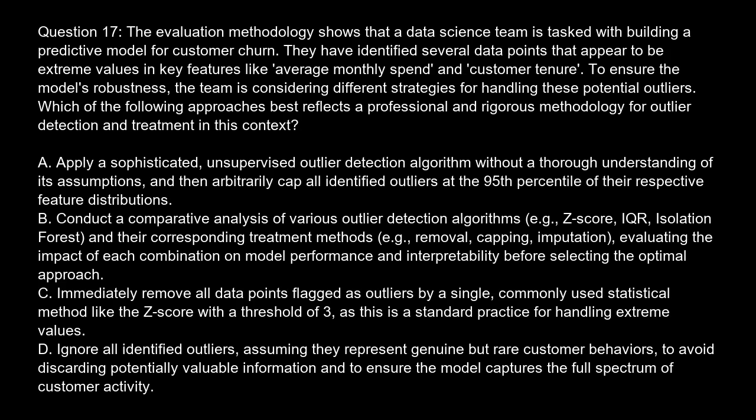approach. Option C. Immediately remove all data points flagged as outliers by a single, commonly used statistical method like the Z-score with a threshold of 3, as this is a standard practice for handling extreme values. Option D. Ignore all identified outliers, assuming they represent genuine but rare customer behaviors, to avoid discarding potentially valuable information, and to ensure the model captures the full spectrum of customer activity.